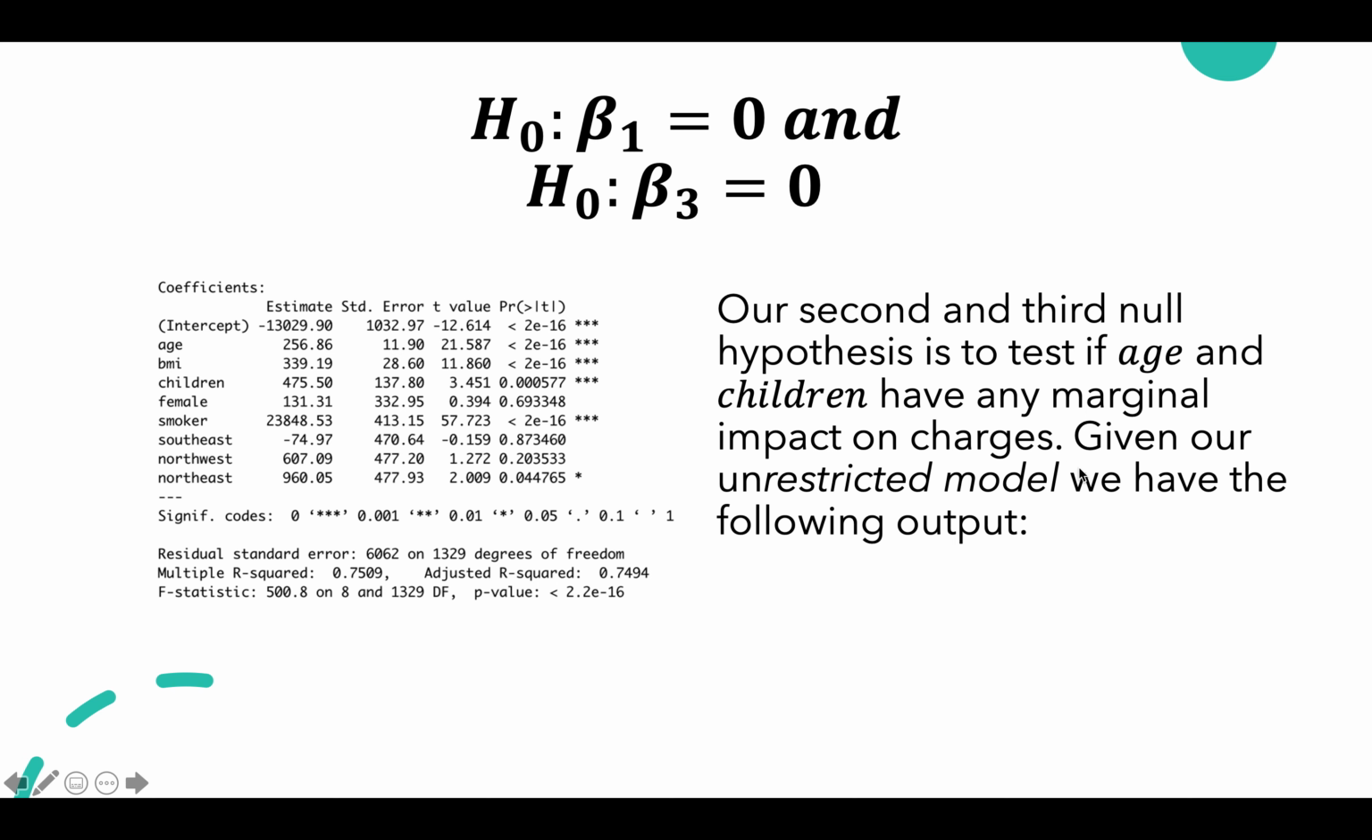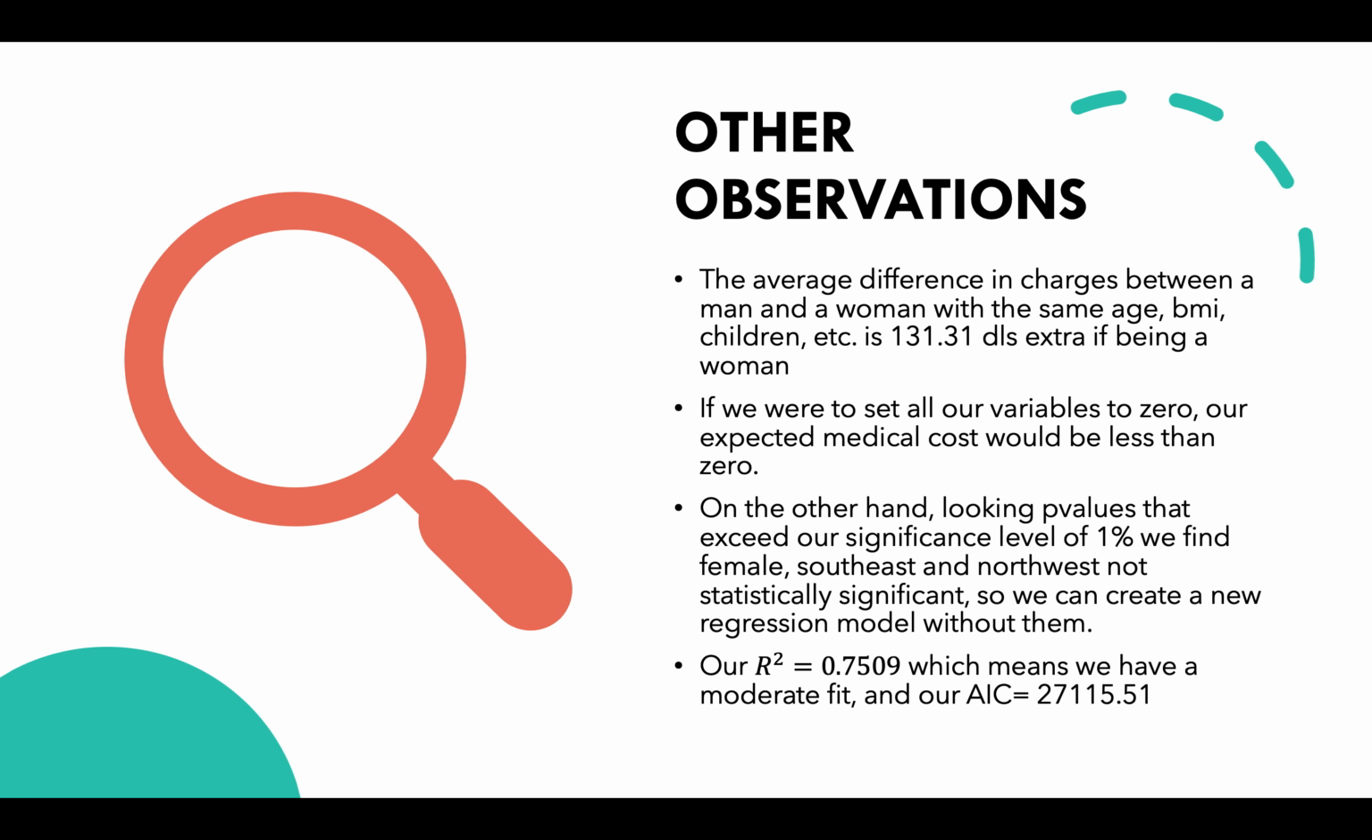Given, again, our unrestricted model, we have the following output. Given our two-sided hypothesis, we have this t-value for age, and for children we have this t-value, meaning we reject our third and second null hypotheses at any conventional significance level. Our last findings mean if we want to estimate a better model, we need to include children and age. And as for the dummy variables, we need to see which of them are statistically significant and which ones can be dropped from our final regression model.